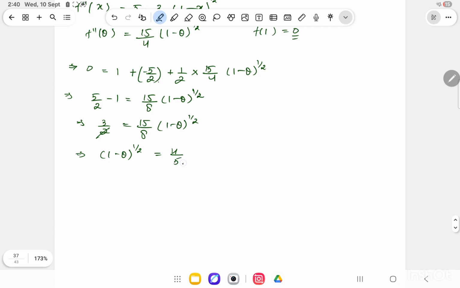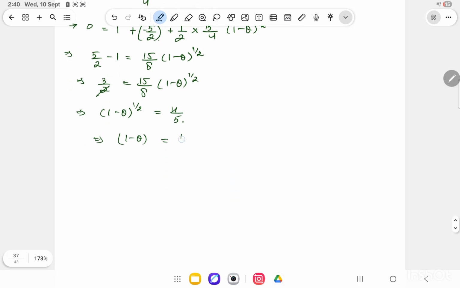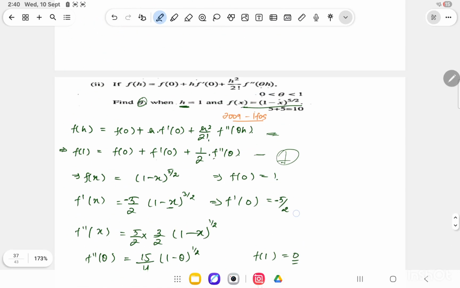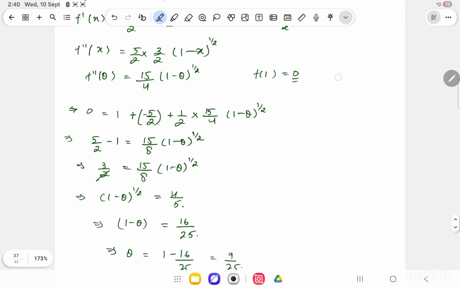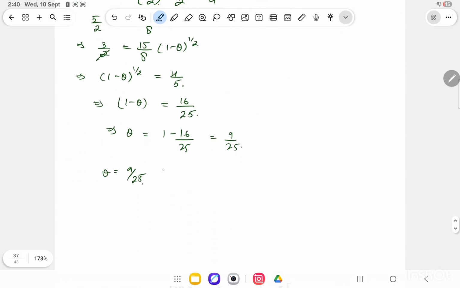So I can take square of both sides. So that gives me 1 minus theta equals 16 by 25. So from here I got theta as 1 minus 16 by 25, that is 9 by 25. So my theta is basically 9 by 25. Also 9 by 25 lies in between 0 and 1, which belongs to open interval 0 comma 1.